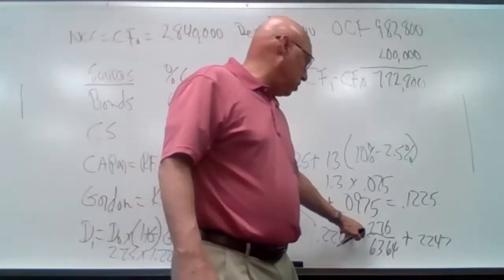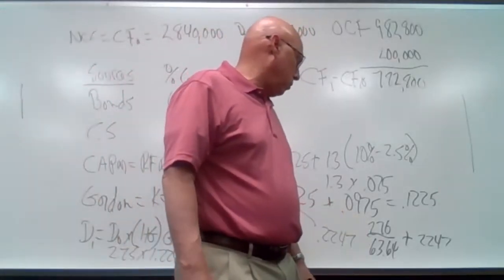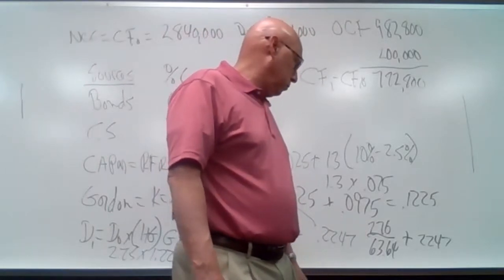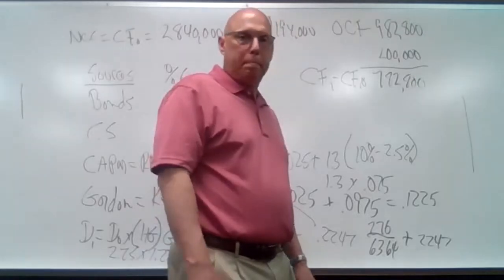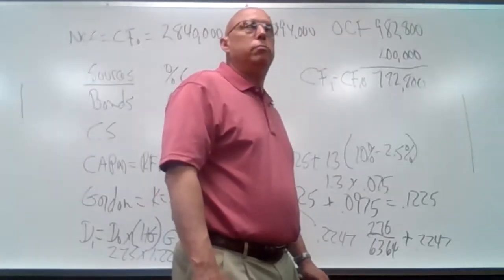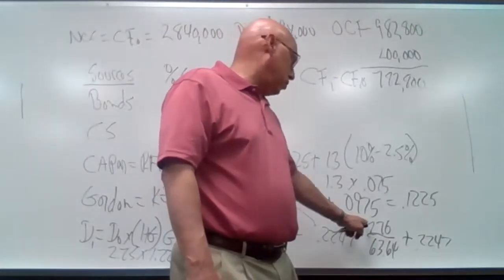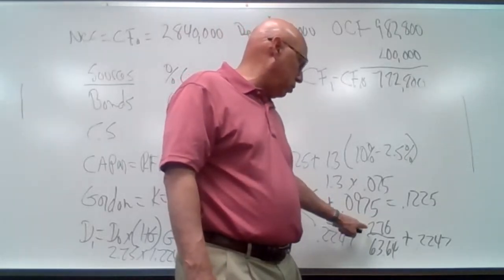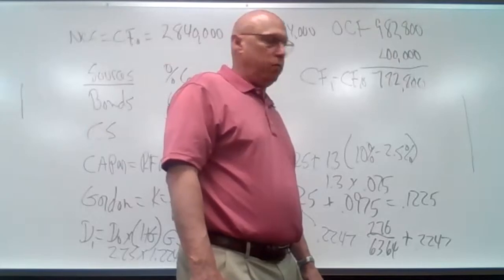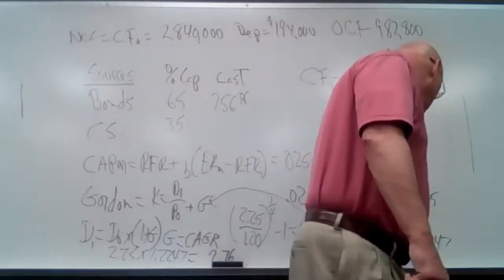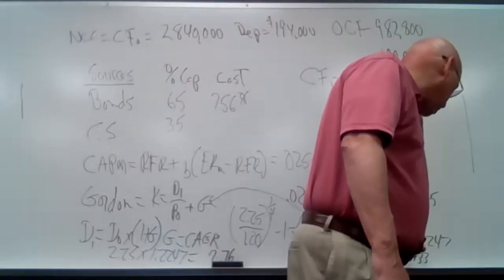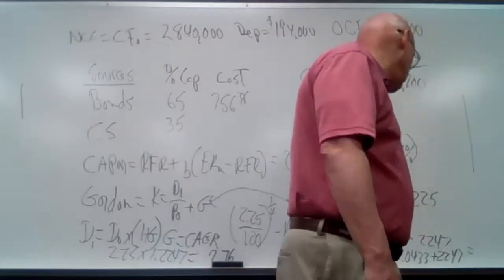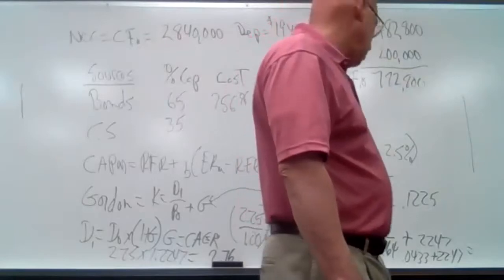So what's 2.76 divided by 63.64? What does that equal? Come on. Some of you aren't answering, and that's just a math question. 2.76 divided by 63.64. 0.0433. 0.0433 plus 0.2247 is equal to what? 0.2681.